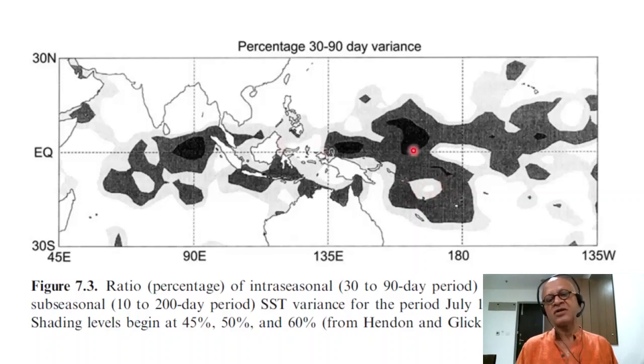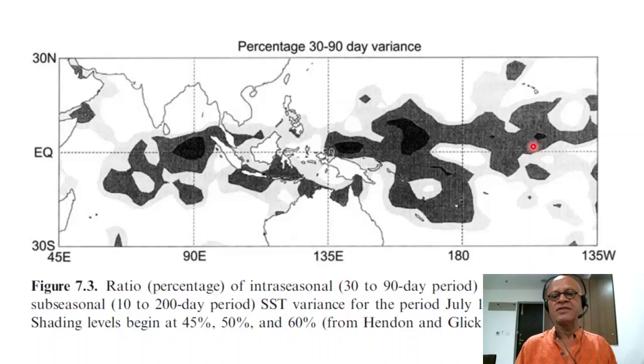And of course there are many MJOs that cross over and produce 30 to 90 day variance, but there are also internal variabilities here that we will see later on, the so-called tropical instability waves, which are related to the barotropic instability in the ocean. So they are intrinsically generated. They also project onto this intraseasonal time scale.